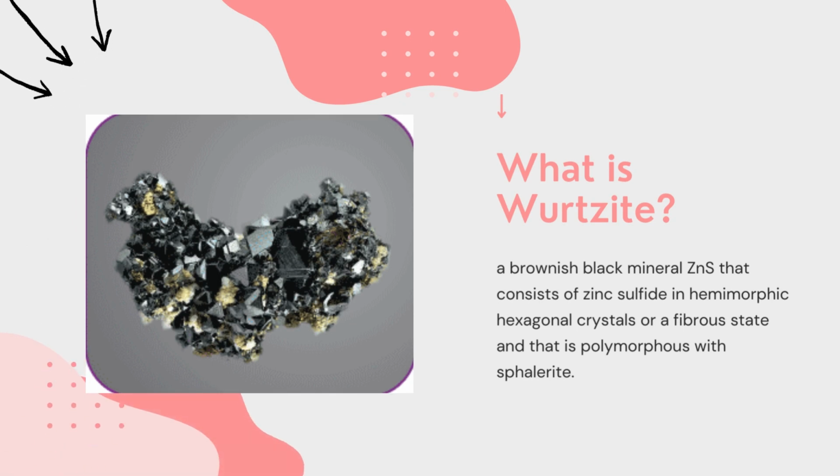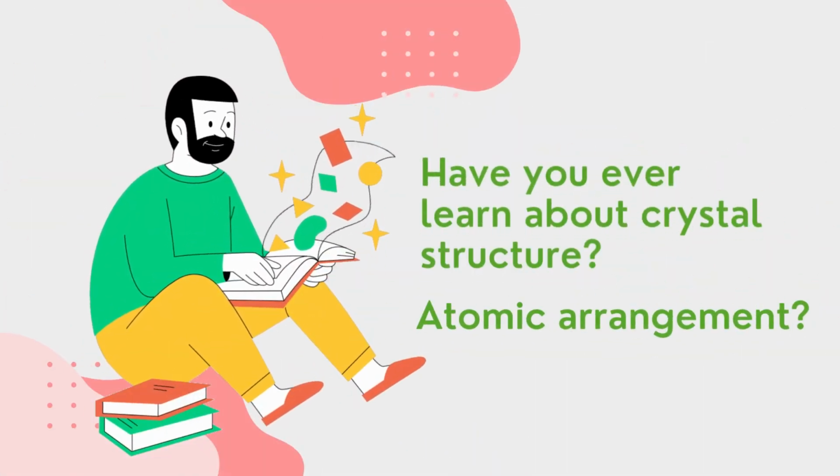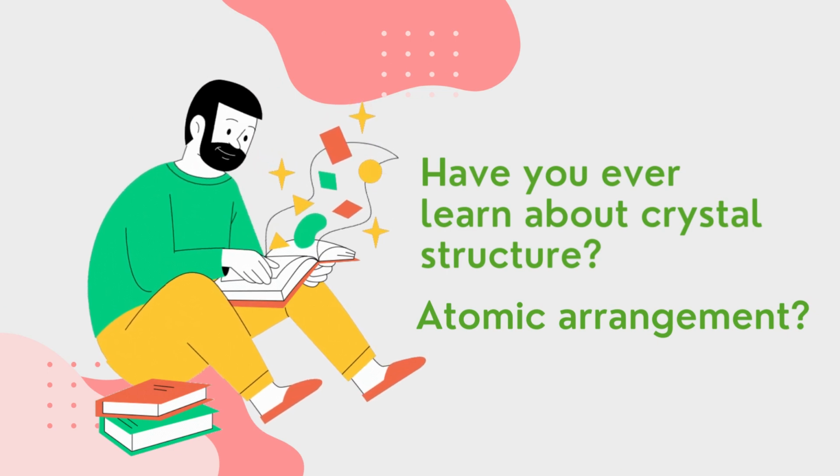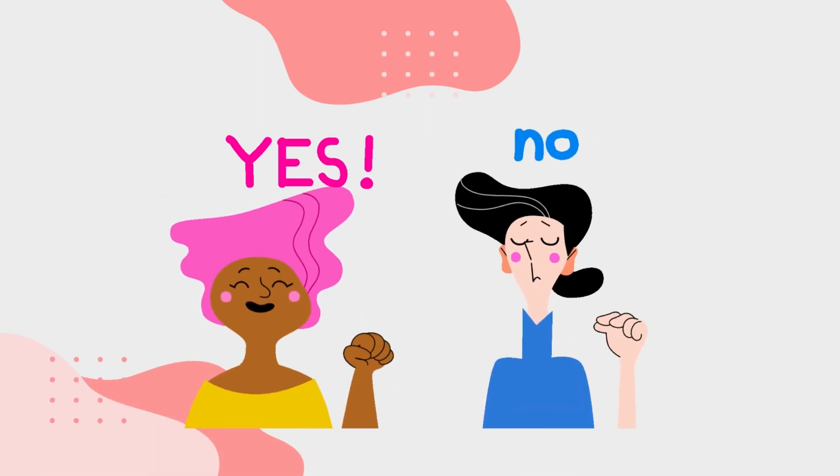Wurtzite is a brownish black mineral zinc sulfide that consists of zinc sulfide in hemimorphic hexagonal crystal or a fibrous state, and that is polymorphous with sphalerite. Have you ever learned about crystal structure, or do you have any basic idea about the atomic arrangement? Yes or no?